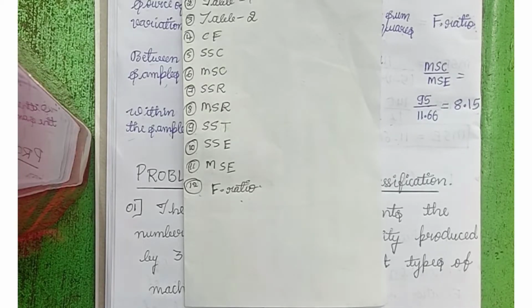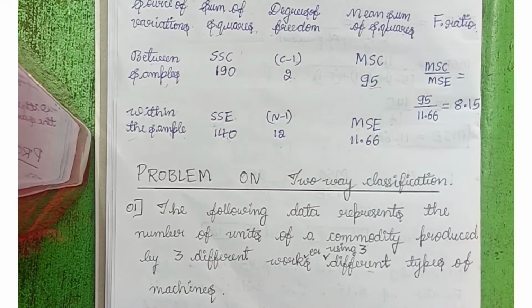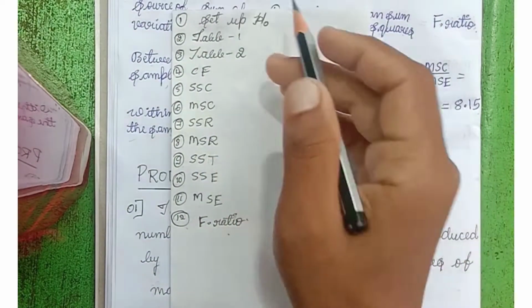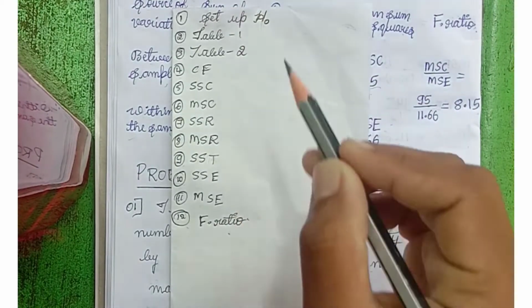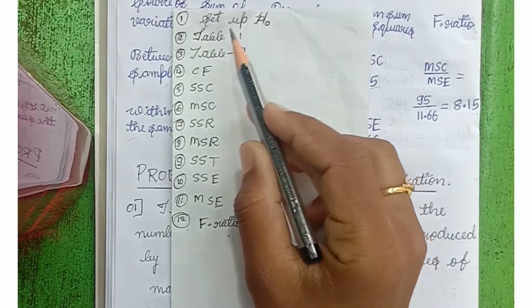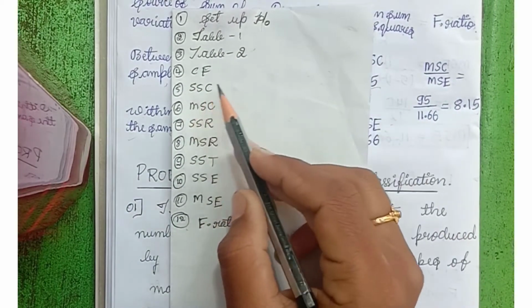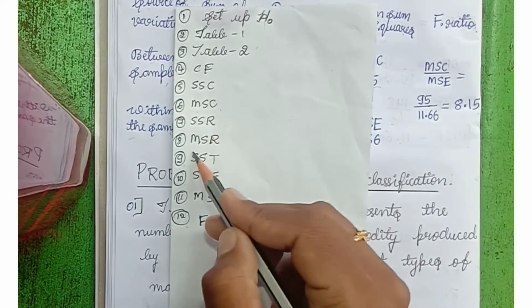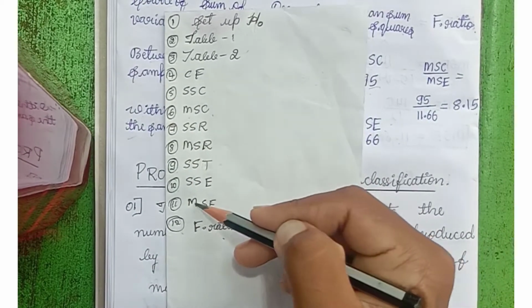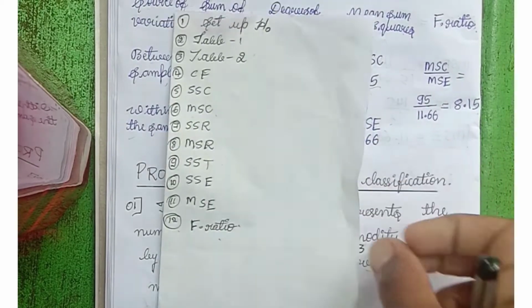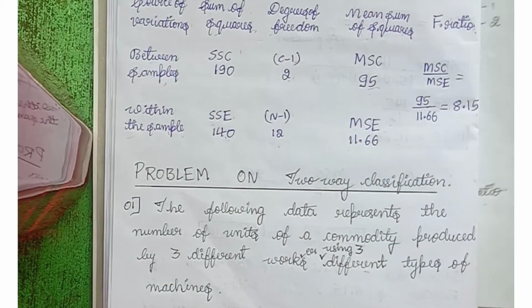So in this video I'll explain the problem of two-way ANOVA classification. Before that, as I told you in the steps, first we have to be thorough with these steps. That is, first set up the null hypothesis, table 1, table 2, CF, SSC, MSC and SSR, MSR, SST, SSE and MSE and F ratio. So it will be very easy to solve the problem.